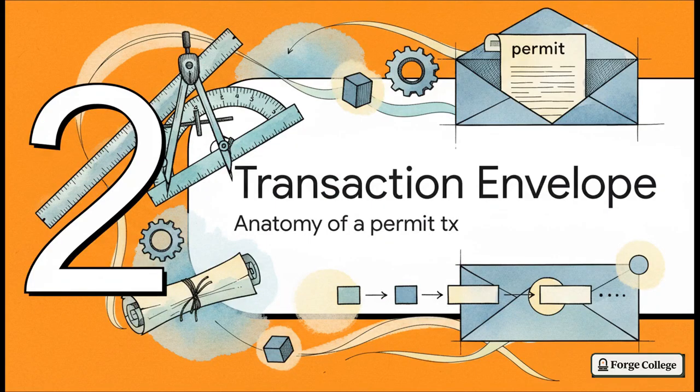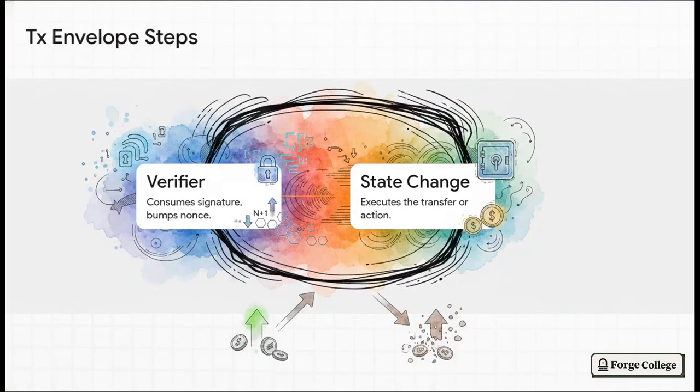Moving on to part 2, assembling the transaction envelope, the anatomy of a permit-backed transaction. Let's start drafting up the architecture here. To make this relayer magic happen, we can't just toss a signature into the void and hope for the best. We have to carefully construct a transaction envelope, which is basically a highly precise set of instructions for the blockchain. We bundle 2 specific steps. Step 1 is the verifier instruction. This is what consumes the user's signature and bumps the nonce to prevent replays. Step 2 is the state-changing instruction, the actual transfer or action the user wants to execute.